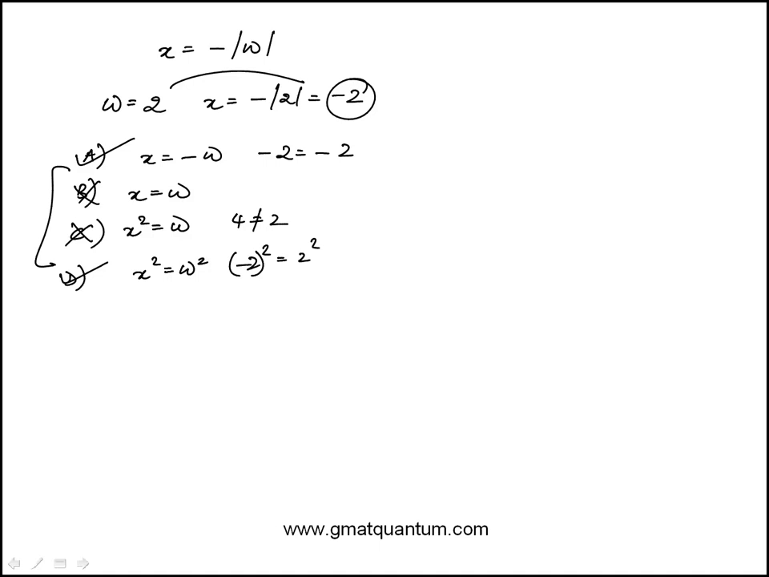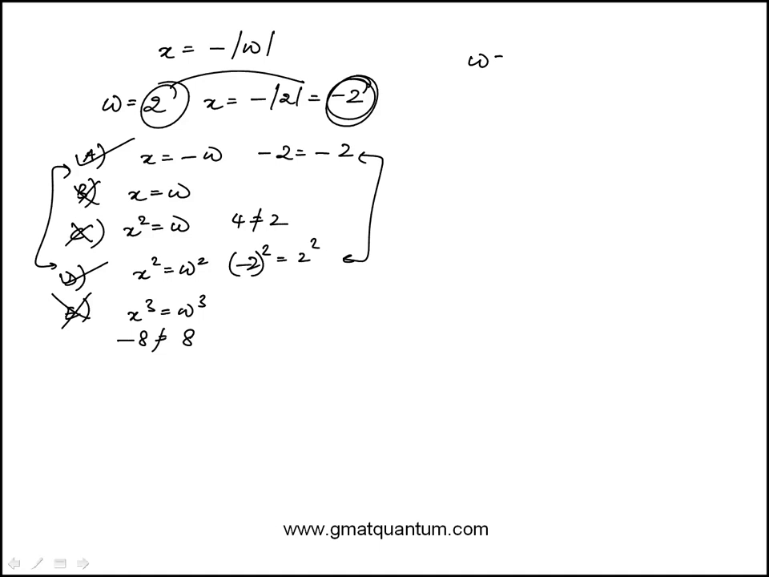So we have to distinguish between A and D. And then finally, E is x cubed equal to w cubed. w cubed would be 8, whereas x cubed would be minus 8. They're not equal. So it's really between A and D. So now we have to use another, different value.